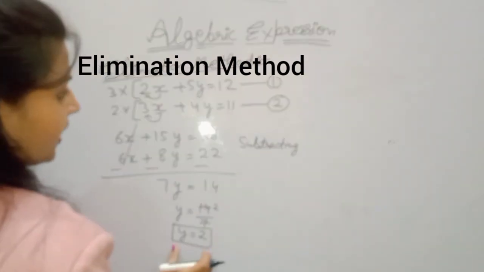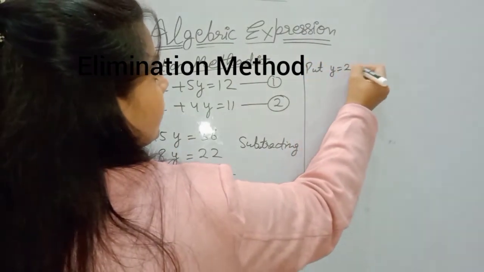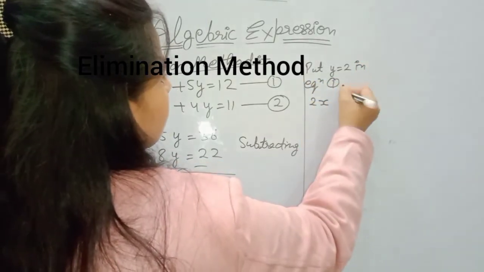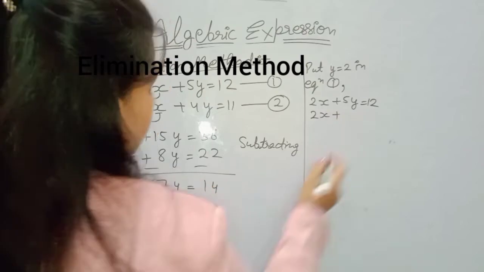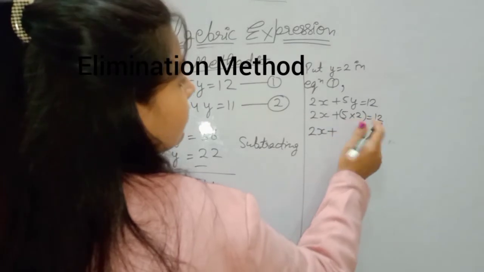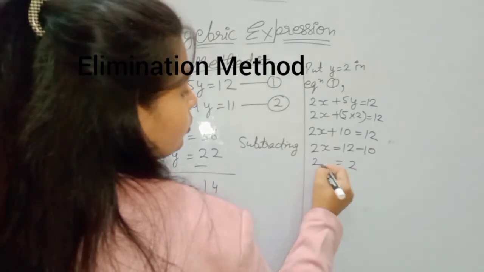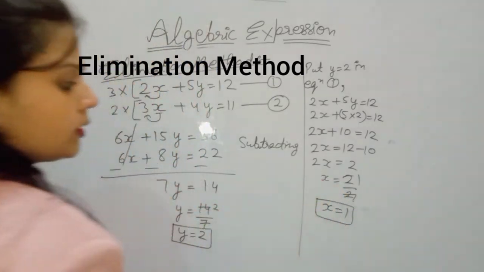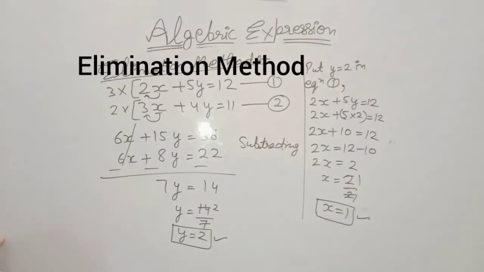So now put the value of y equal to 2 in the first equation. Put y equal to 2 in equation 1. So equation 1 is 2x plus 5y is equal to 12. So 2x plus 5 into 2 is equal to 12. 2x, 5 into 2 is 10. You can take the constant on the other side. This is 2. So how much is x? 2 upon 2, 2 ones are 2. So x is 1. Okay, so you have two values, x is equal to 1 and y is equal to 2.